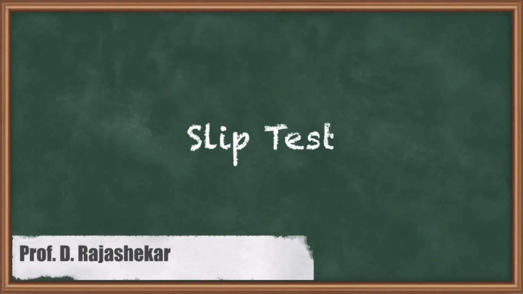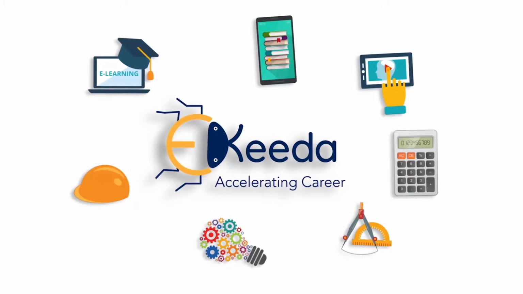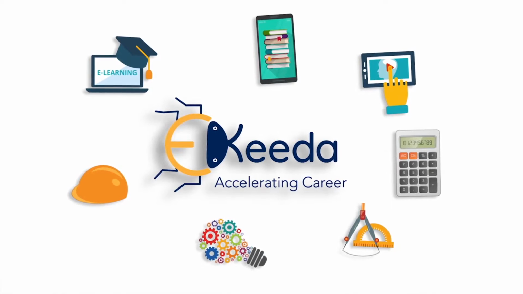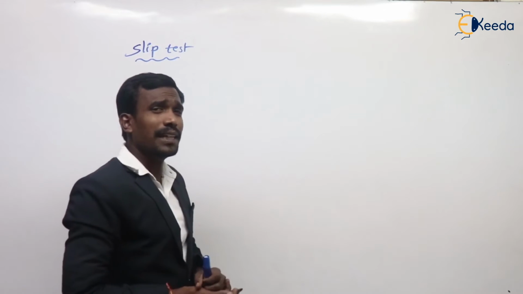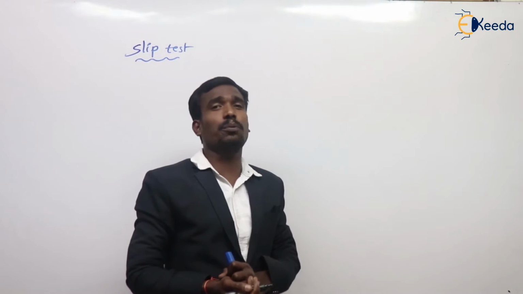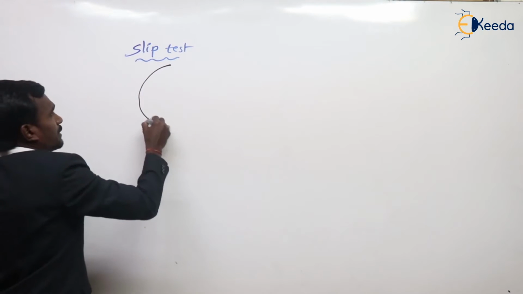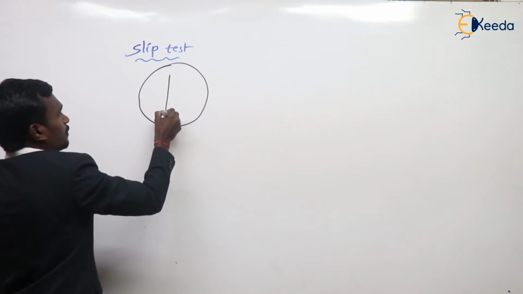Hi friends, in this video we are going to discuss the slip test. By conducting the slip test we can find the Xq and Xd values of a salient pole synchronous machine. Let's see, I am taking a two pole salient pole machine.